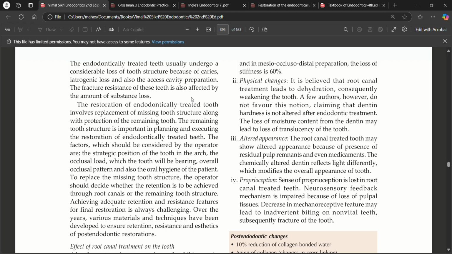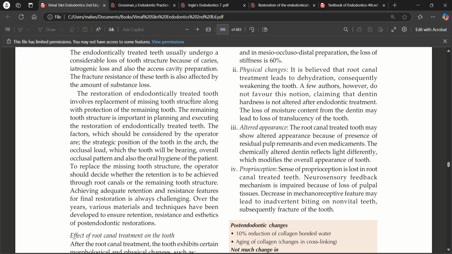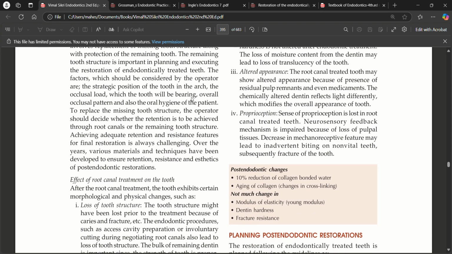To replace the missing tooth structure, the operator should decide whether the retention is to be achieved through the root canals or the remaining tooth structure. Achieving adequate retention and resistance features of the final restoration is always challenging. Over the years, various materials and techniques have been developed to ensure the retention, resistance, and aesthetics of post-endodontic restorations.